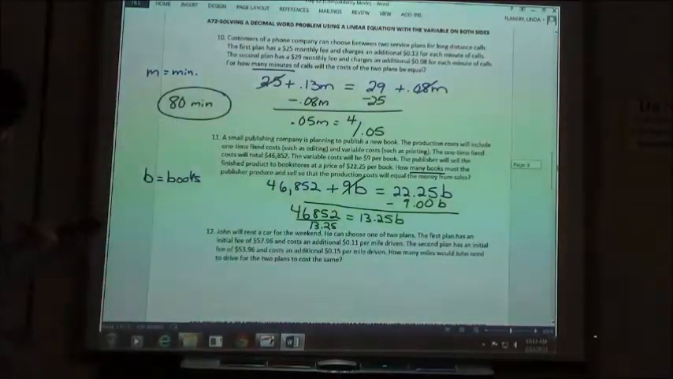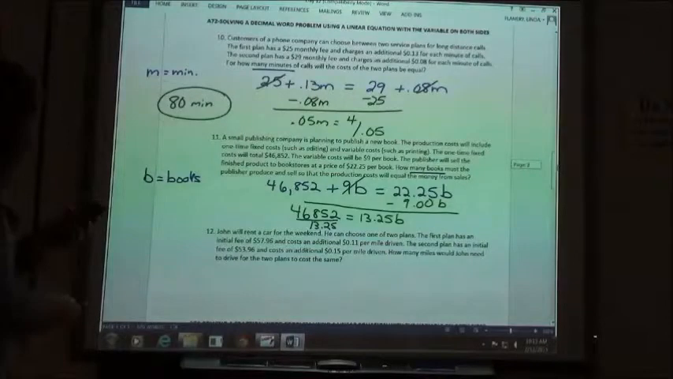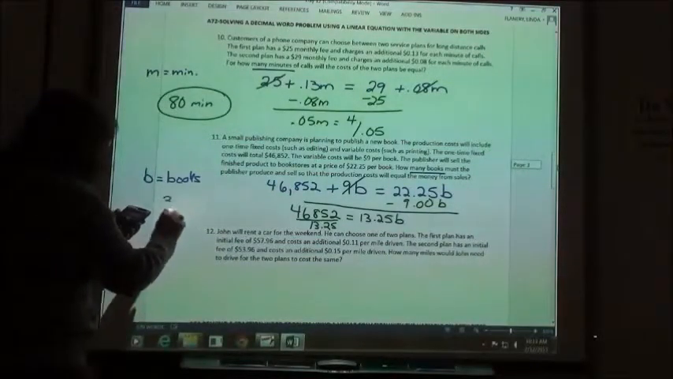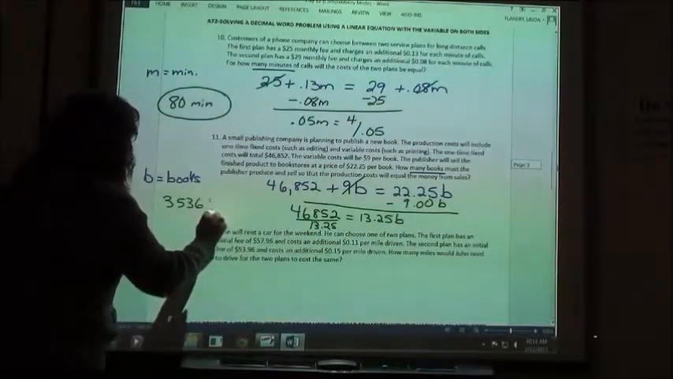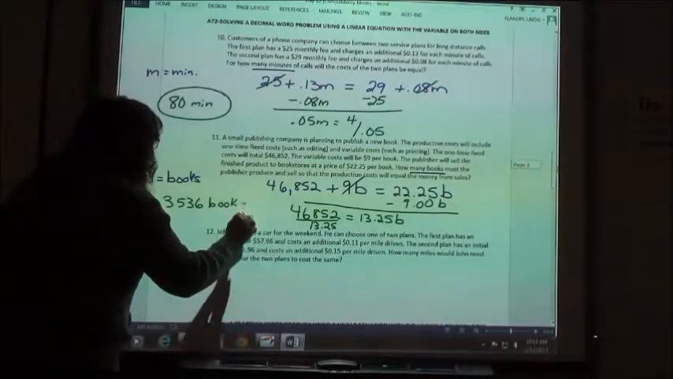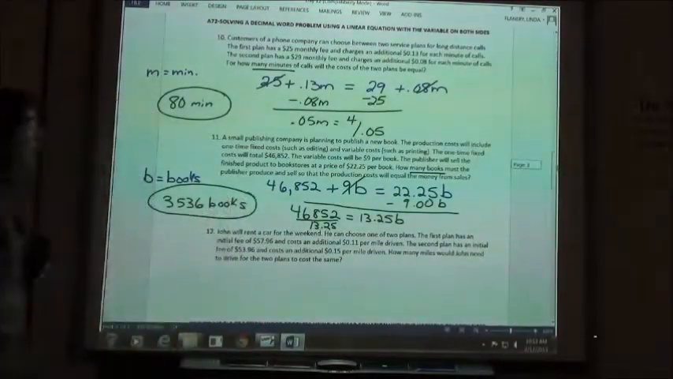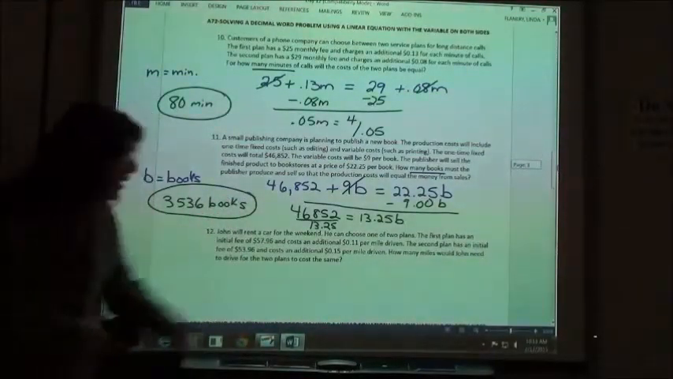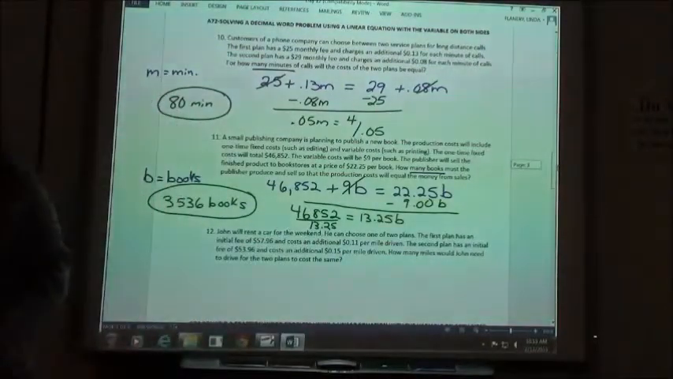So if I take $46,852 and divide it by $13.25, I have to sell 3,536 books just to break even. If I sell more than that, then I'm going to make a profit of $13.25 per book.